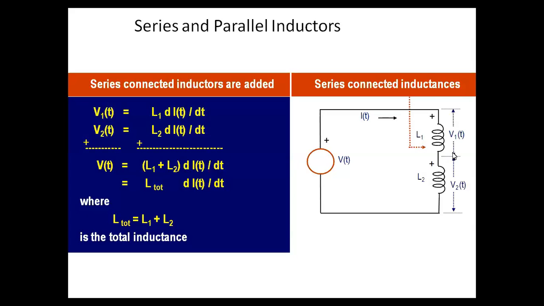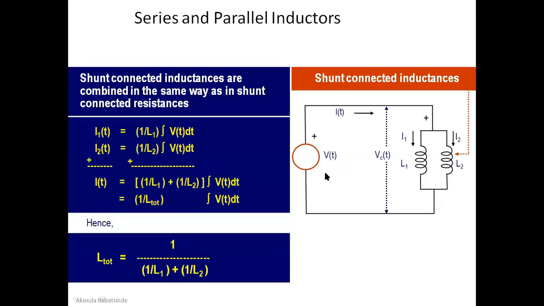And then for the parallel connection, you can see two inductors connected in parallel. The current passing through them is different, and they have the same voltage across them. So in that case, you treat these exactly the way you treat resistors connected in parallel, the shunt connection of resistors. The way you treat resistors in parallel is the way you treat inductors in parallel. So what you have here is one over L total equals 1 over L1 plus 1 over L2.